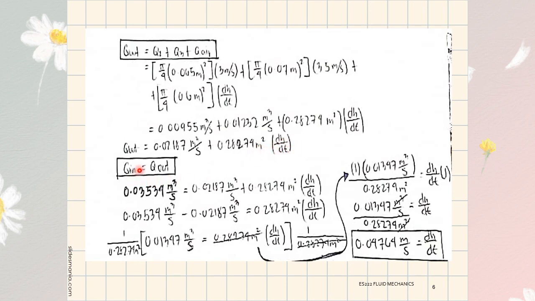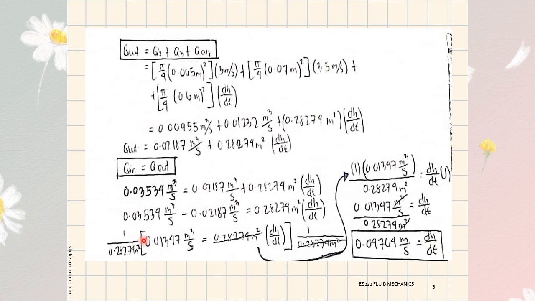So Q in is equal to Q out. Our Q in is 0.03534 cubic meters per second, equal to 0.02187 cubic meters per second plus 0.28274 square meters times dH over dt. So 0.03534 cubic meters per second minus 0.02187 cubic meters per second is equal to 0.28274 square meters times dH over dt.